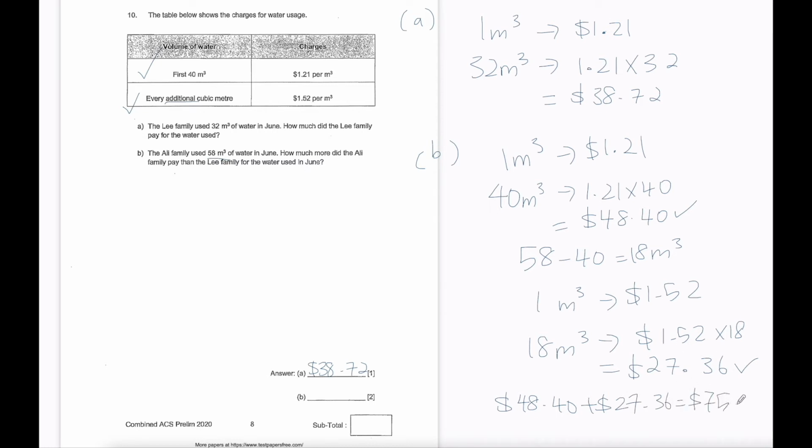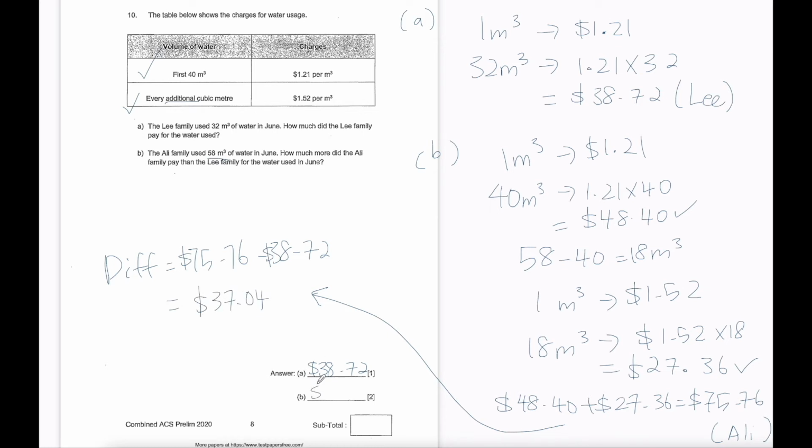I'm going to get this amount. So this is the amount that Ali's family paid, and this is the amount that the Lee family paid. We need to find the difference, okay? So we have one more step. The difference will be 75.76 minus 38.72. Okay, I'm going to put the dollar sign, and my answer will be $37.04. That's it. Let's move on to question 11.